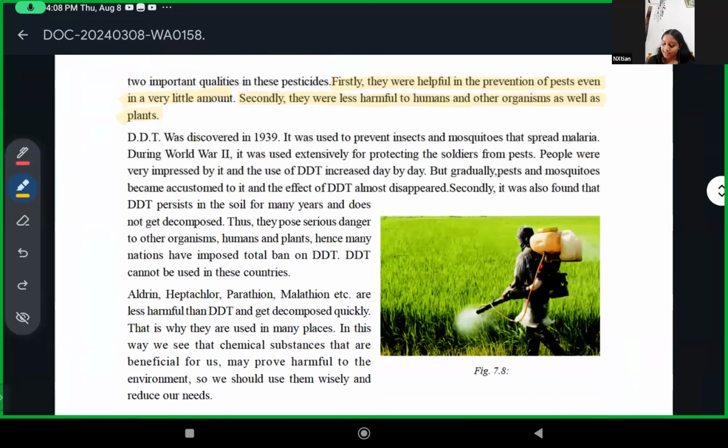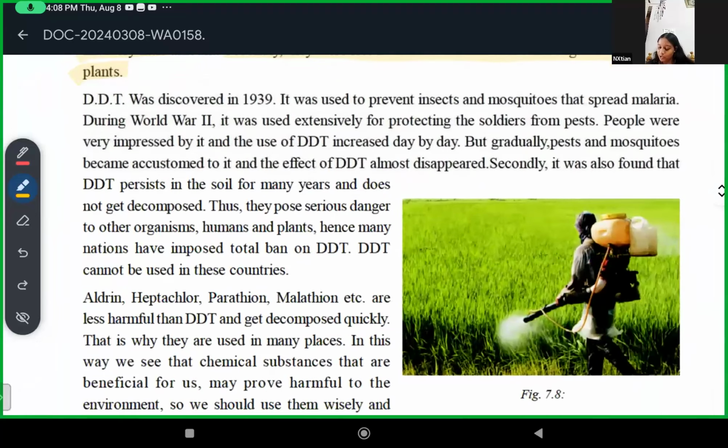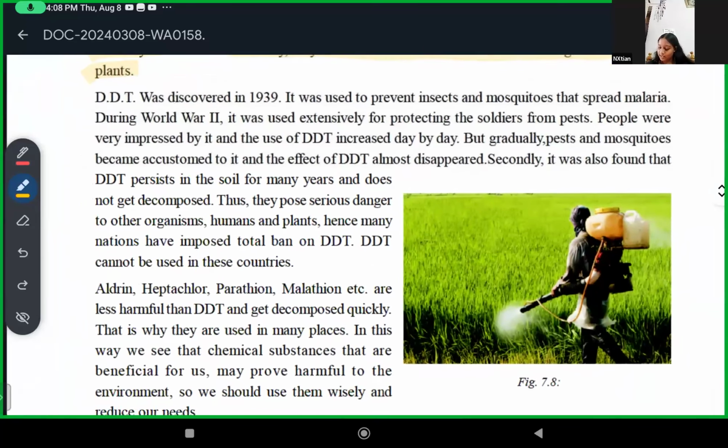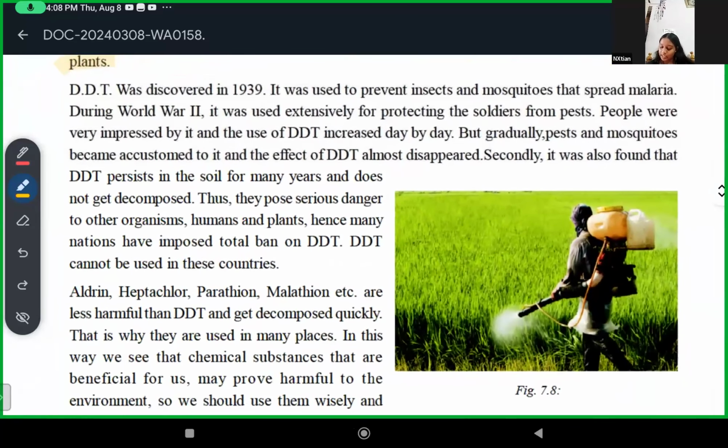Like right now, DDT was discovered back in 1939. At that time it was used to prevent insects and mosquitoes that spread malaria. During World War II, it was used extensively for protecting the soldiers from the pests. People were very impressed by it, and the use of DDT increased day by day. But gradually, pests and mosquitoes became accustomed to it, and the effect of DDT almost disappeared.